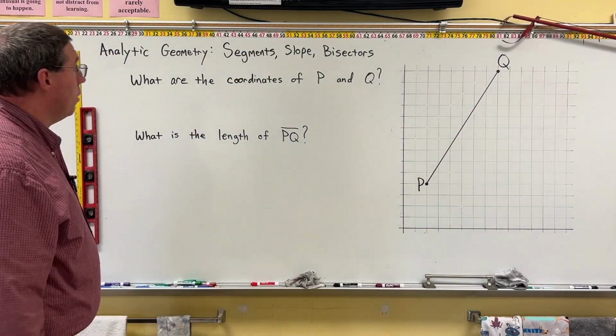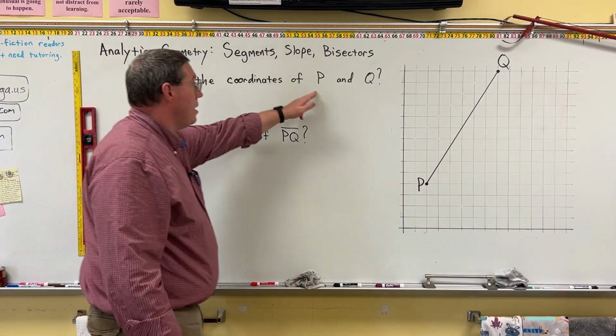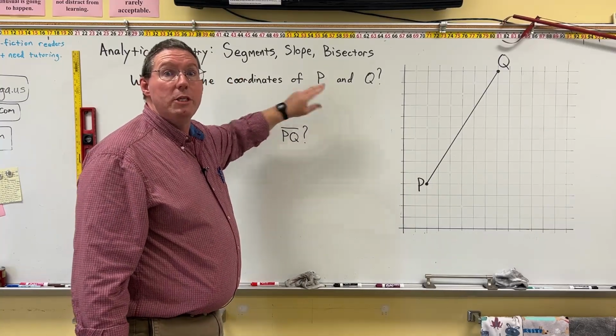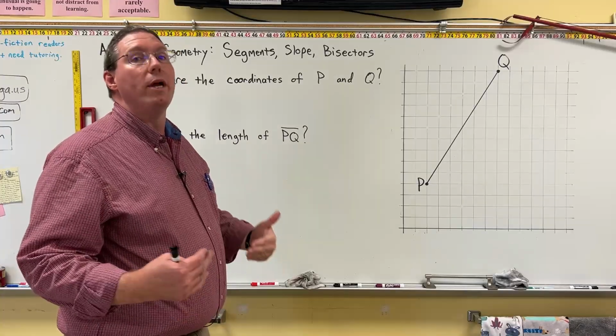And so we're going to ask a few questions here. The first two we're going to ask are, what are the coordinates of P and Q? Note we just gave the letter P. We didn't say point P. We just said P. When we say just the capital letter P, we mean point P.